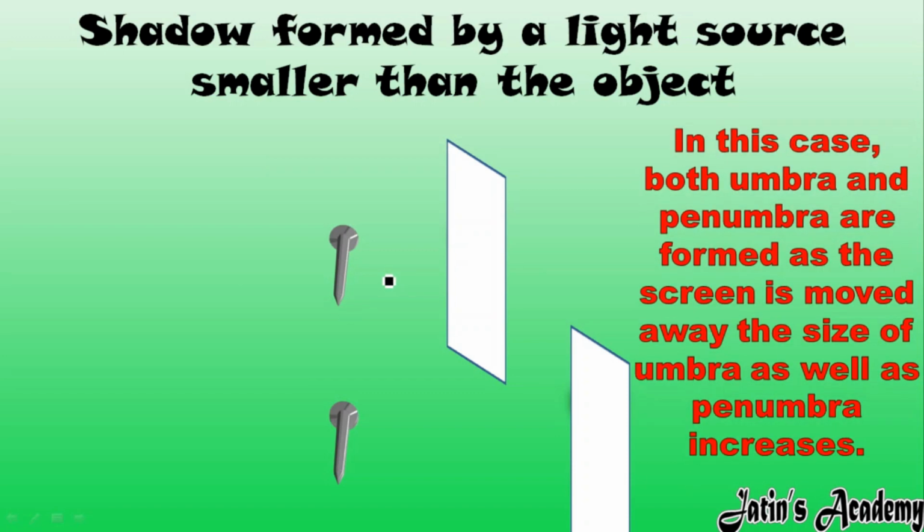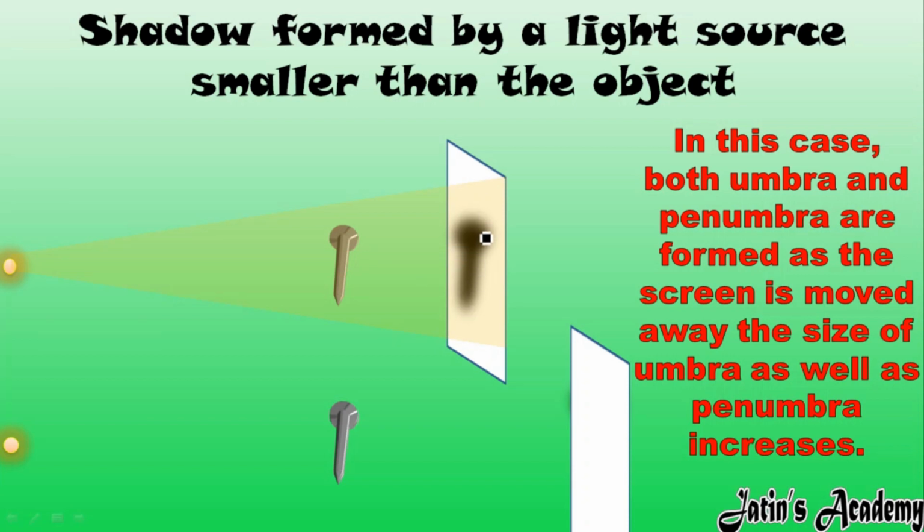Actually, in this case, both umbra and penumbra are going to form. For example, here I have an opaque object which is larger compared to the source of light. Here the source of light is smaller compared to the opaque object. Whenever the light radiation from the point source of light falls on an opaque object, in this case both umbra and penumbra form.